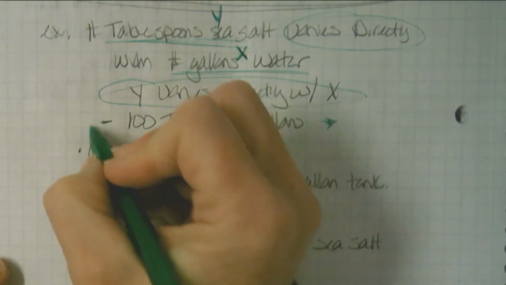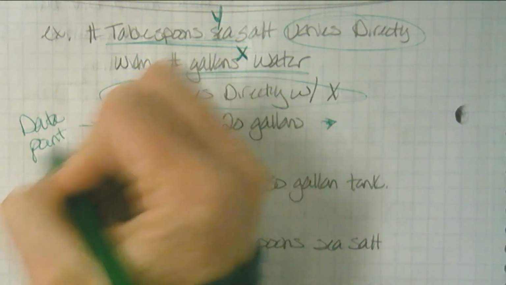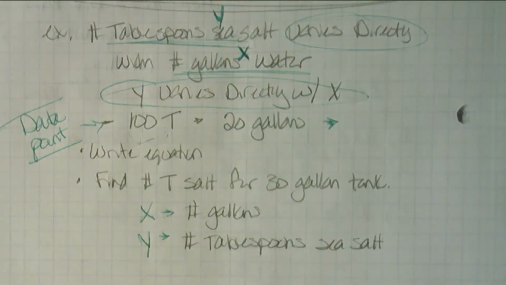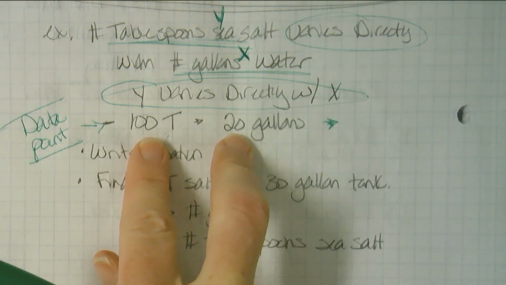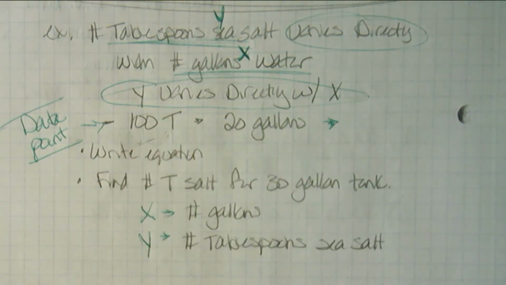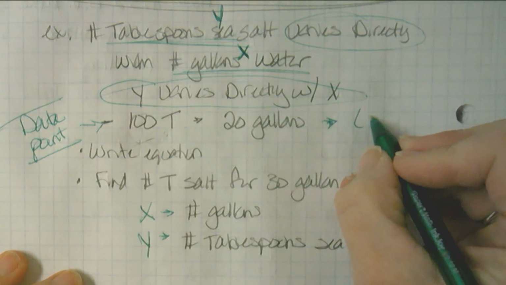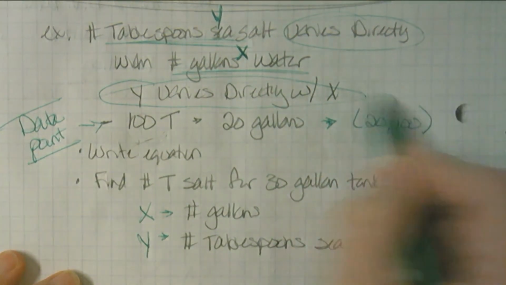So here's my data point that they've given me. It's one relationship in this. What does that look like as a coordinate point? So somebody write this, 100 tablespoons for 20 gallons of water. Somebody write that as a coordinate point for me. Rafaela? 20, comma 100. That's really important to get that order correct.